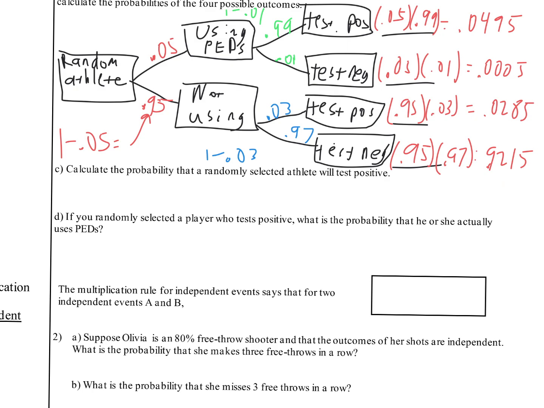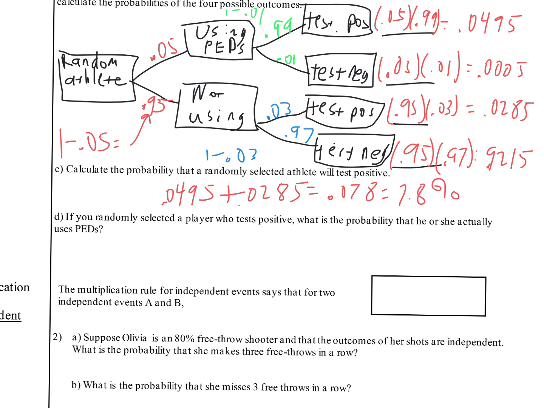Okay, so next up, calculate the probability that a randomly selected athlete will test positive. Well, if they're going to test positive, it could be the ones up here that are taking the PEDs, but it could also be these that have the false positive. So I need to add those two together. So I'm going to do 0.0495 plus 0.0285, and that equals, let me type that in my calculator, 0.078. So about 7.8% of the school is going to test positive.